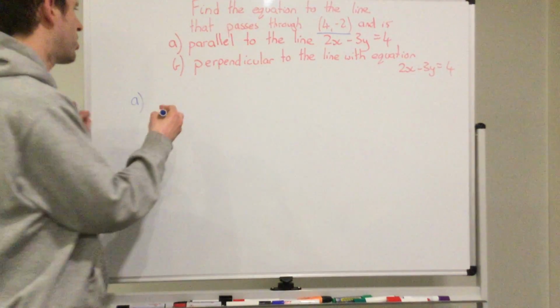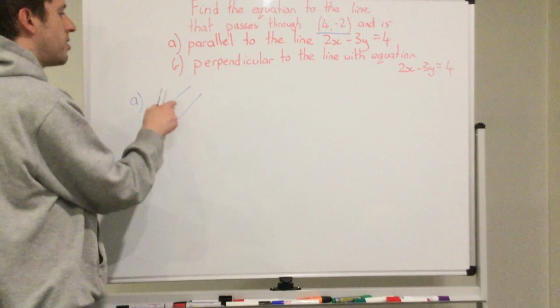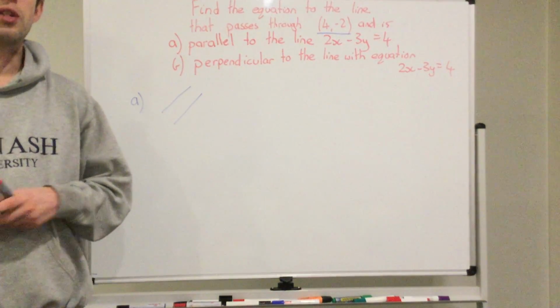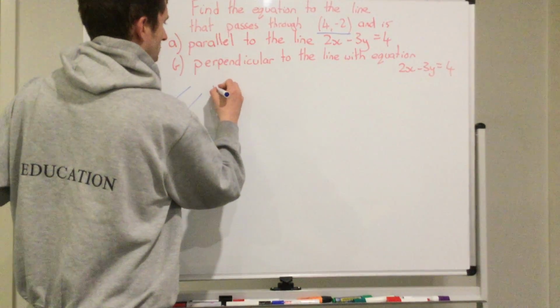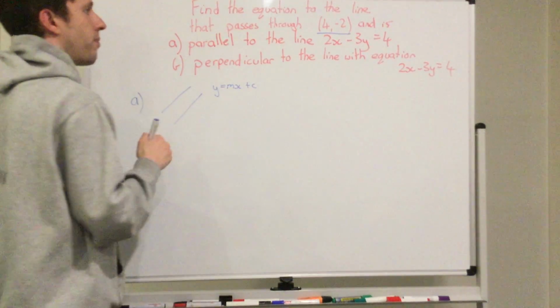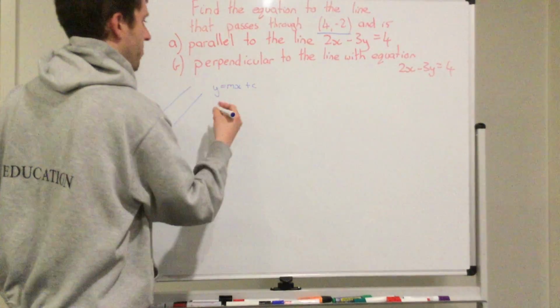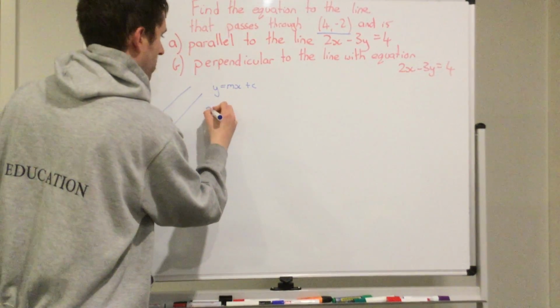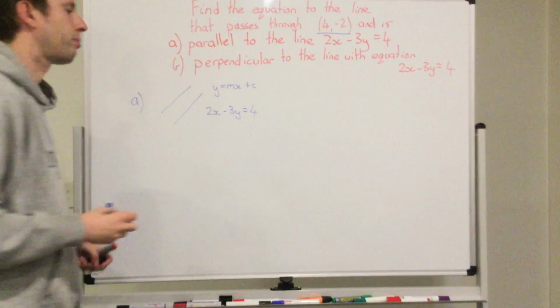The first thing I'd like you to think about when we're talking about parallel is that the lines are an even distance apart. That means our slope is the same. So I'm going to try and get the equation into y equals mx plus c form to get the gradient, the slope of this line. To start off, I'm going to write my equation: 2x take 3y equals 4.